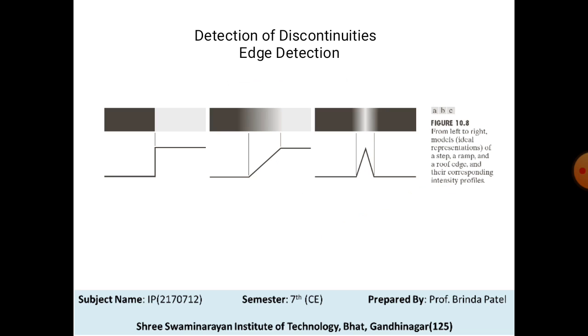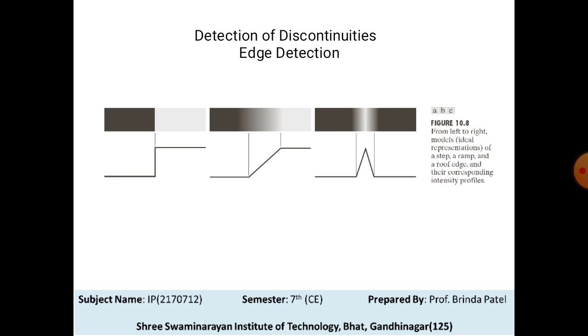Now edge detection, the edge models. Edge detection is the approach used most frequently for segmenting images based on abrupt local changes in intensity. The edge models are classified according to their intensity profiles. A step edge involves a transition between two intensity levels occurring ideally over a distance of 1 pixel.